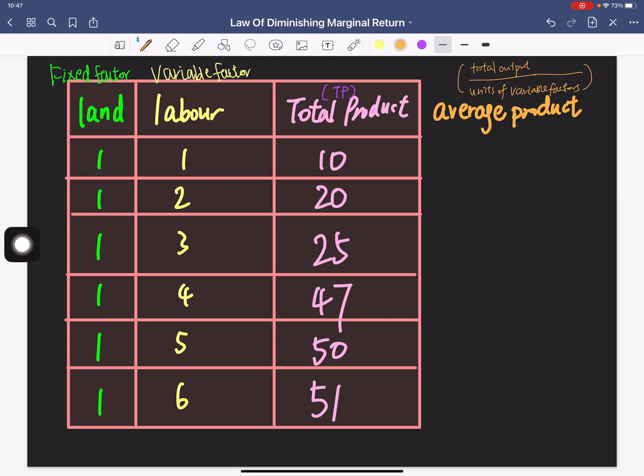So for example, let's look at this one. When the variable factor is 1, our total product is 10, so we can calculate it. It should be 10 divided by 1, so this is 10. The average product will be 10. Straightforward. So you can now pause the video and then you can try the remaining.